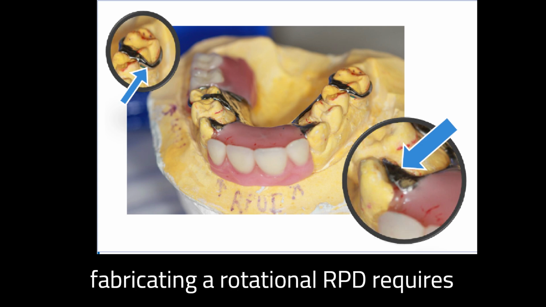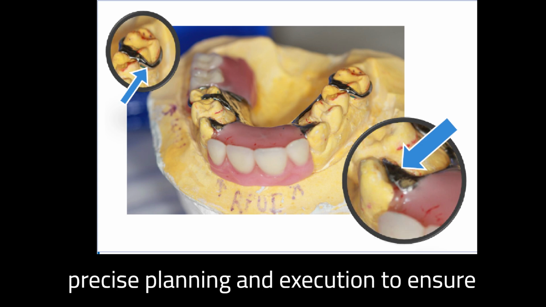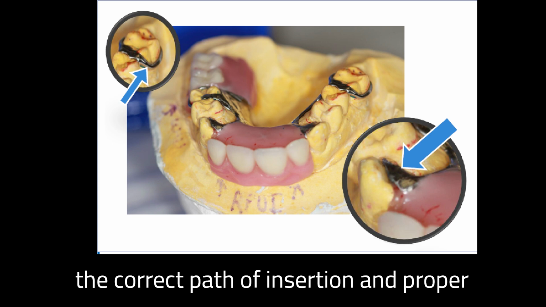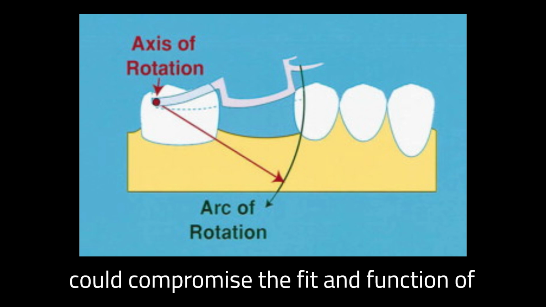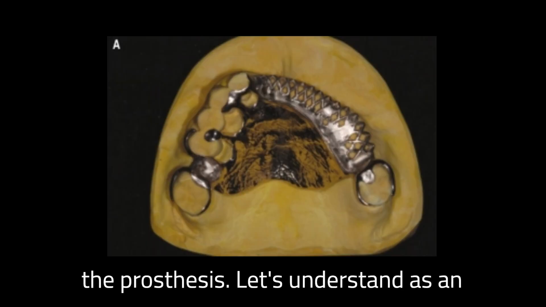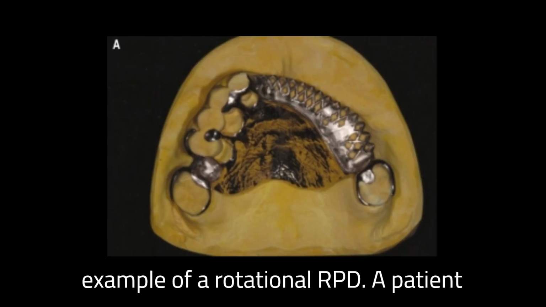Designing and fabricating a rotational RPD requires precise planning and execution to ensure the correct path of insertion and proper engagement of undercuts. Any deviation could compromise the fit and function of the prosthesis. Let's understand this with an example of a rotational RPD.